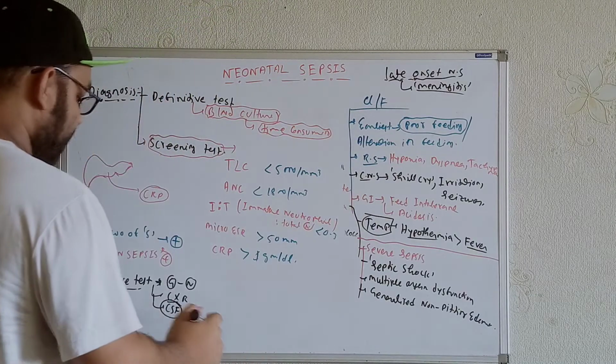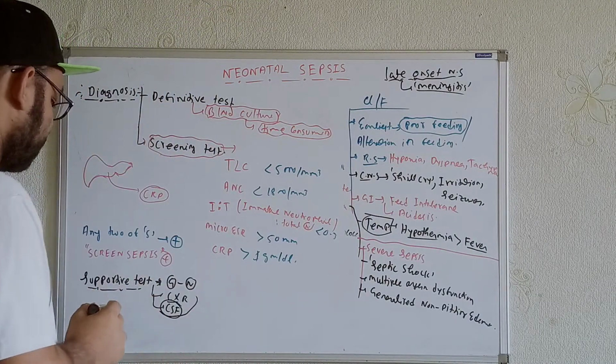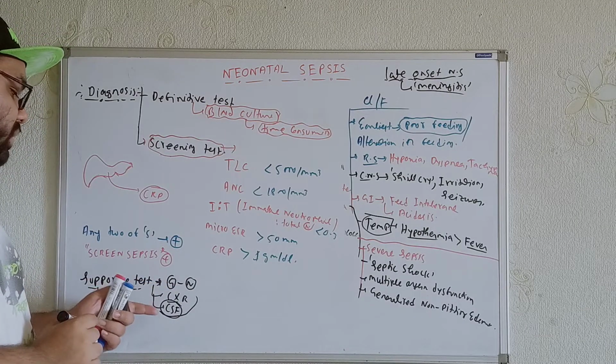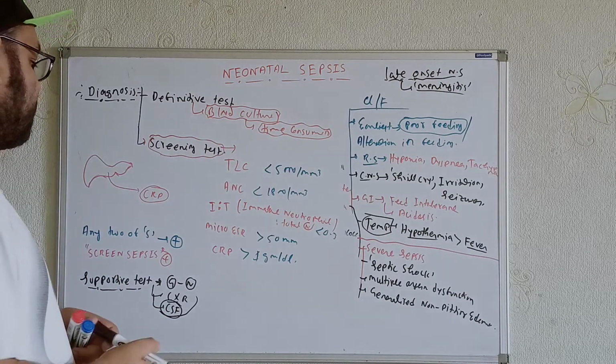So for that, in terms of the supportive tests, we can also study the CSF in these cases. We can do the glucose, and we have to check whether the glucose level is normal. We can do the chest X-ray. We can do the CSF test also. Okay. These are the supportive tests.